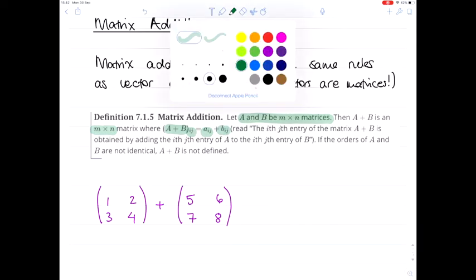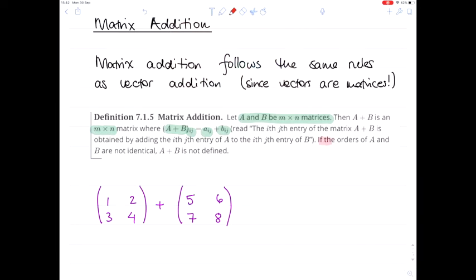An important point over here is that if the orders of A and B are not the same, then we don't know how to add them. It's not defined. So you can add a 2 by 2 and a 2 by 2, but if you have a 2 by 2 and a 2 by 3 matrix, you can't add them.